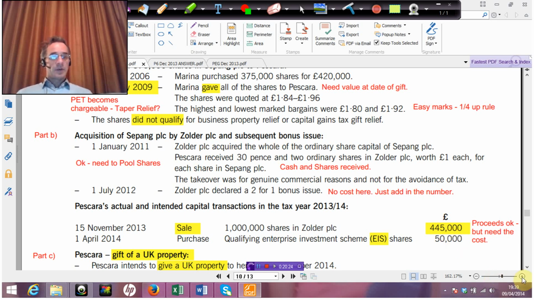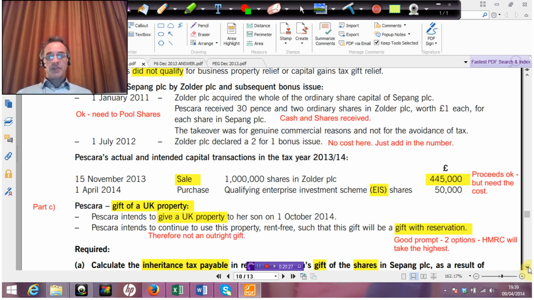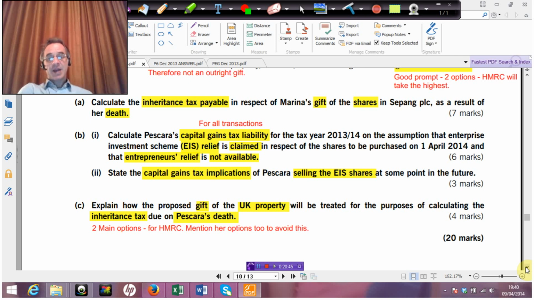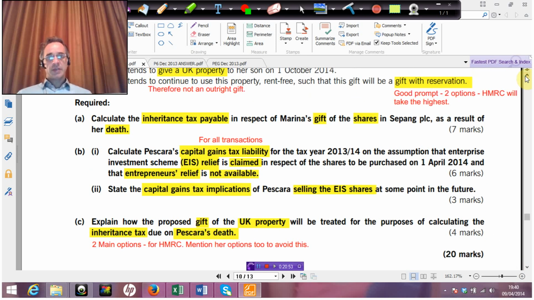Okay, so next part here is just relating to part C. This was the gift with reservation, and you'll see that he's kind enough to actually tell you that it's a gift with reservation. So really maybe he was hinting a little bit, he wants a little bit more information. And you'll remember from the requirements, if I move down, it specifically said explain how the proposed gift will be treated for the purposes of calculating the inheritance tax. So it wasn't just a question of regurgitating the basic stuff on gift with reservation. Okay. We know, broadly speaking, that there's a couple of options that the revenue would take the highest, but he wanted just a little bit more than that.